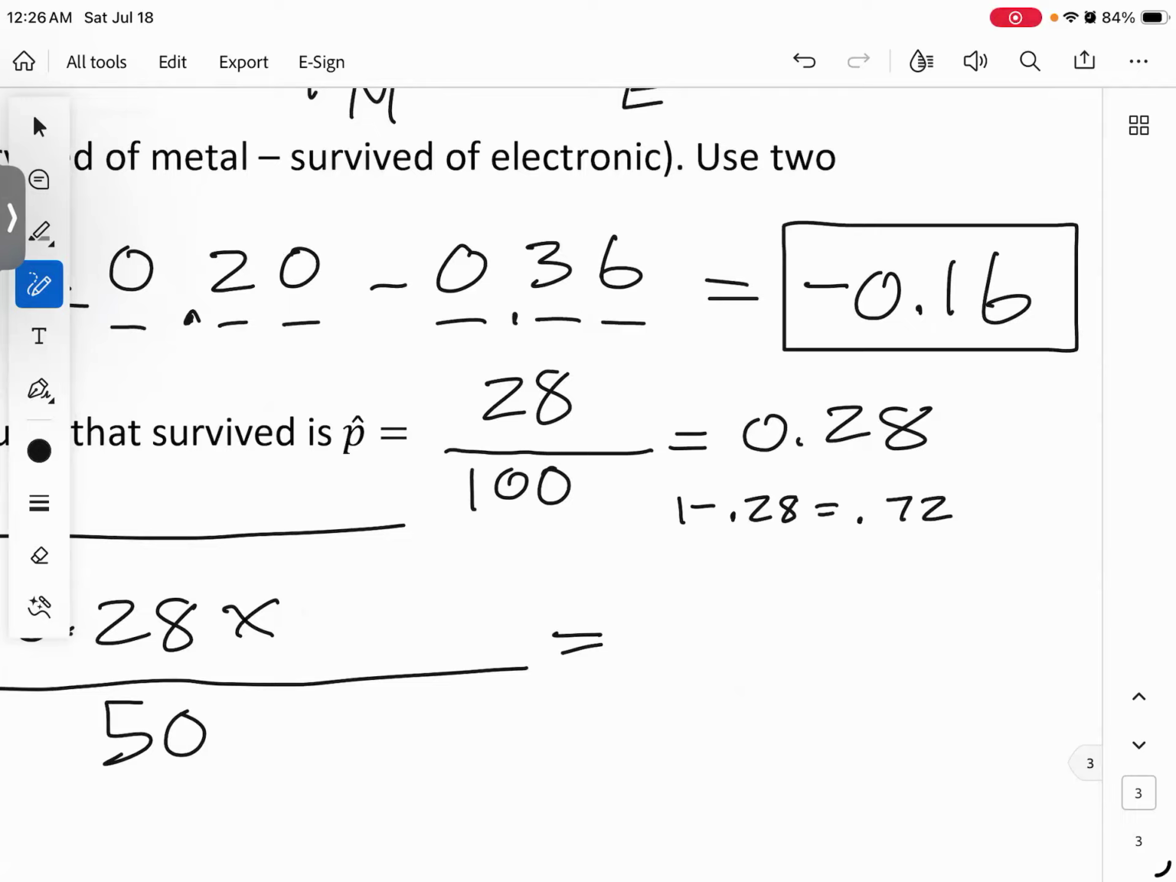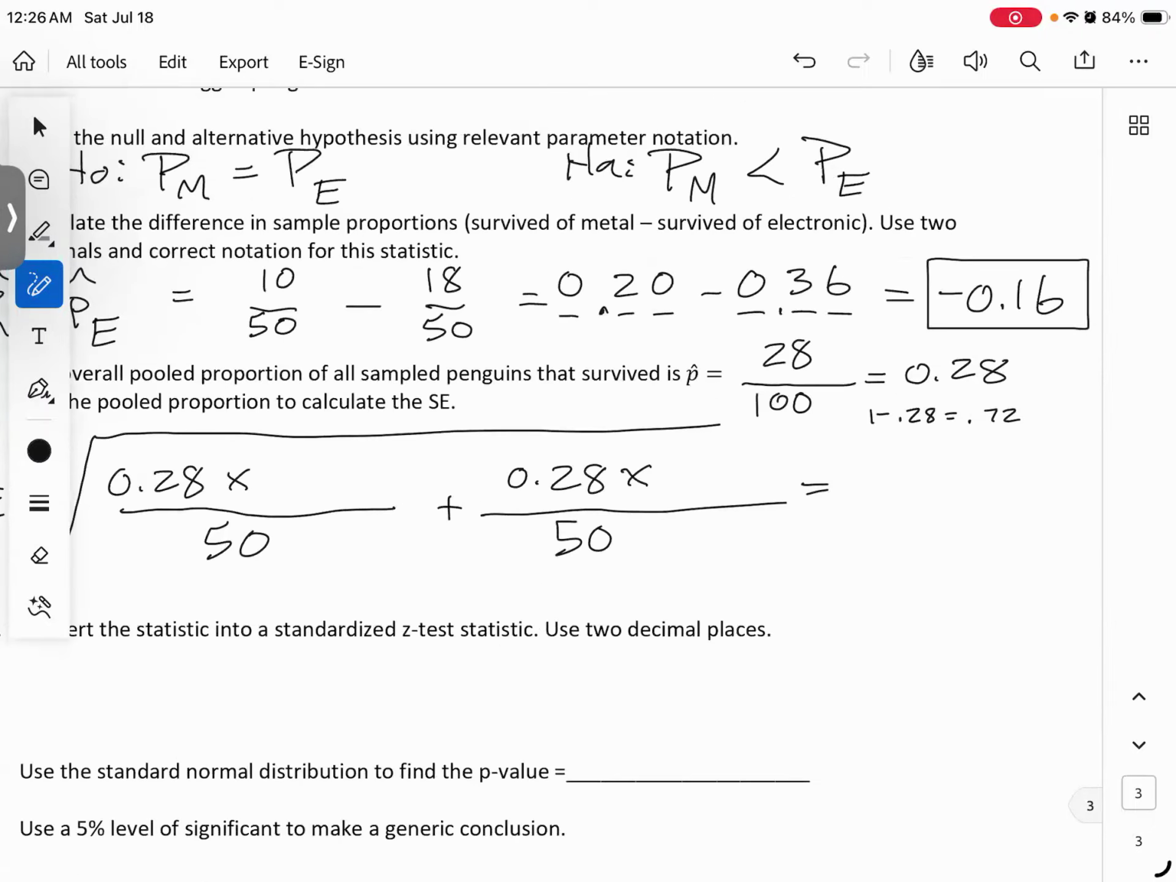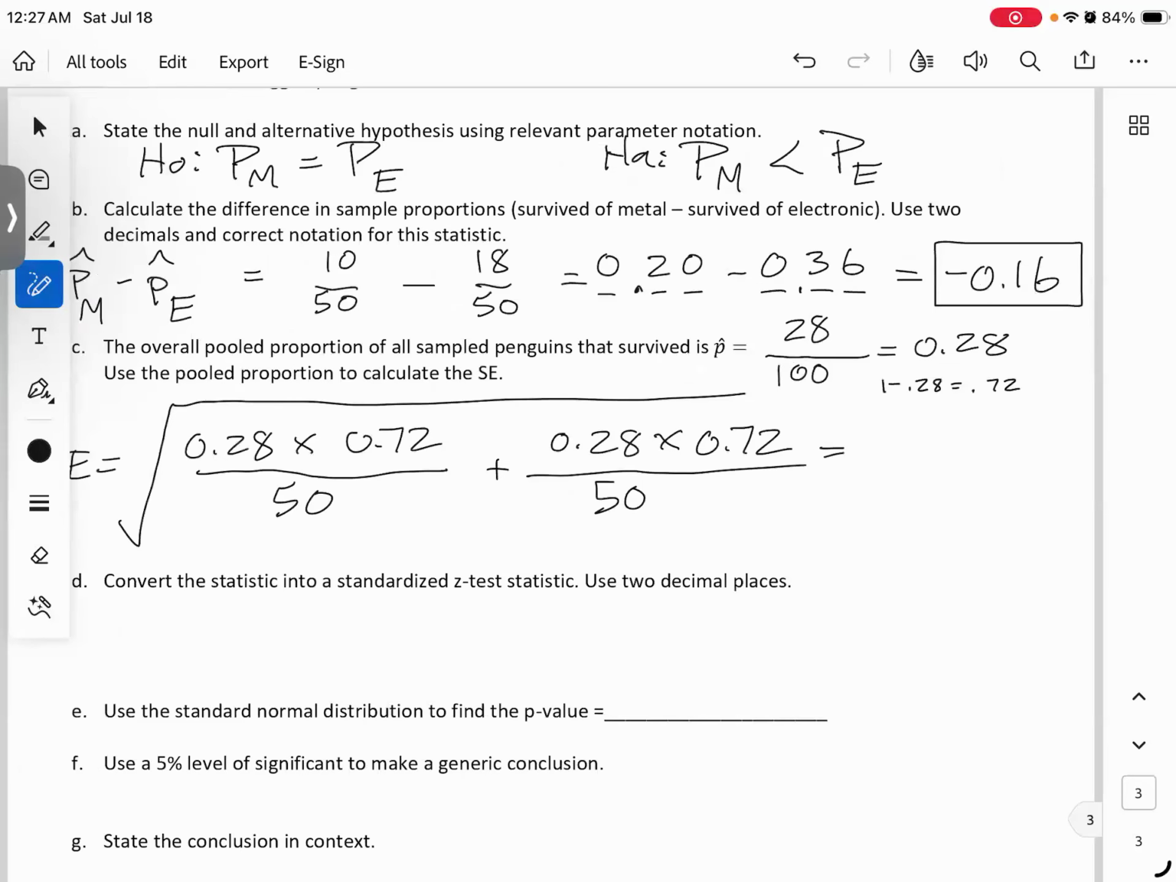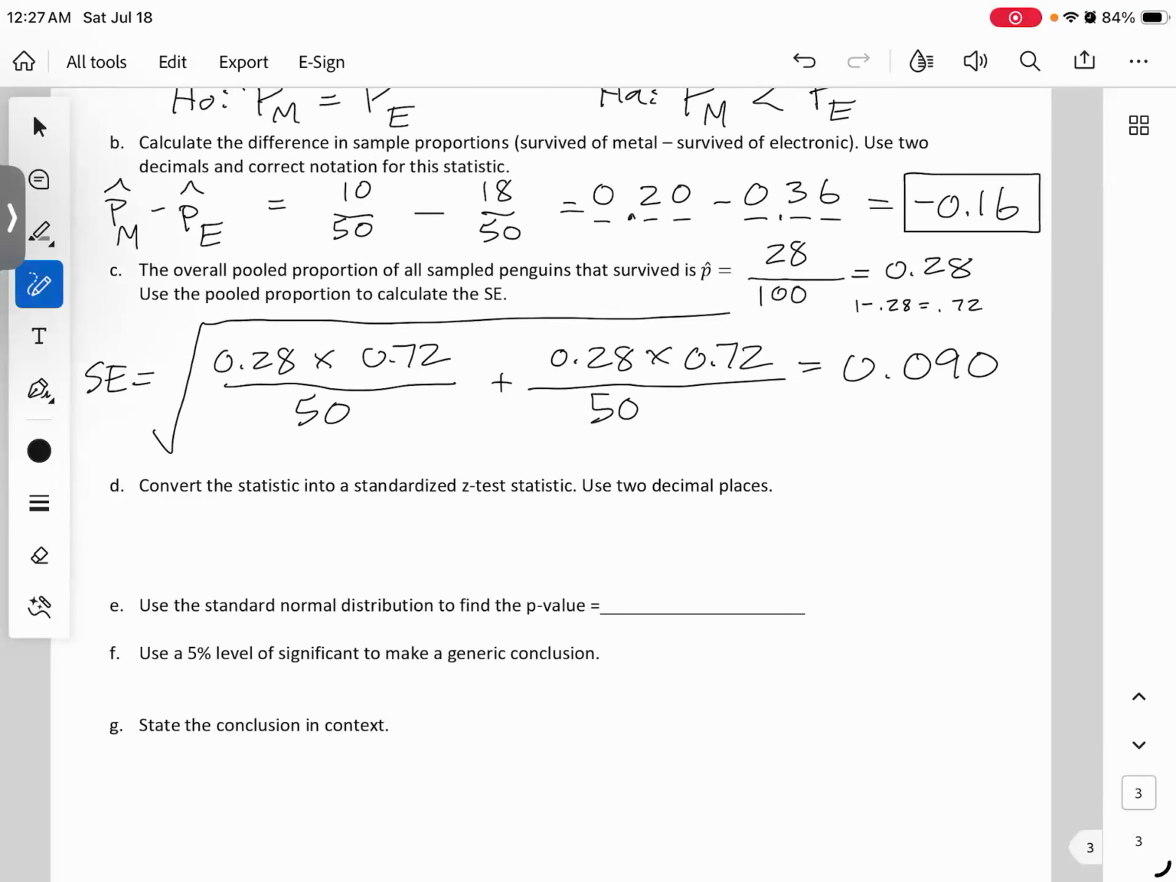Complement would be 0.72. Now, you don't have to worry about, oh my goodness, I'm going to have to remember this. It will guide you on the homework to say, use the pooled proportion or find the pooled proportion. And the reason for having that is that you can use it to get your standard error, which that little formula right there, calculator, should give you 0.090.